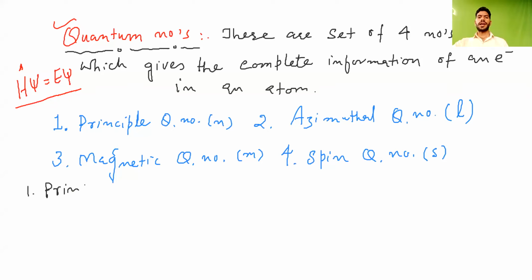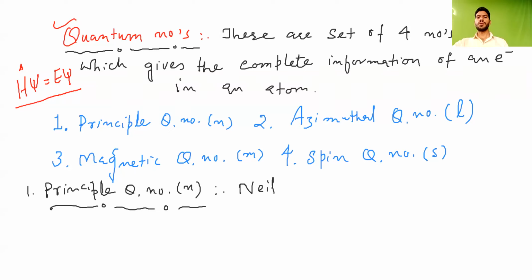I told you that this principal quantum number is represented by n. Who gave this? You have to remember that the principal quantum number was given by Neil Bohr. And I hope you remember that the n value can be 1, it can be 2, it can have value 3, 4, 5, etc. Now, if the n value is 1, this is your first shell.